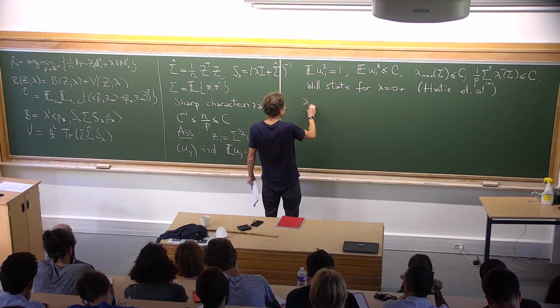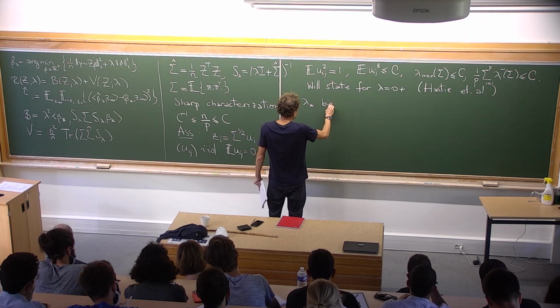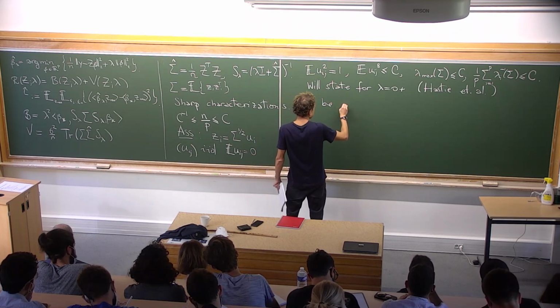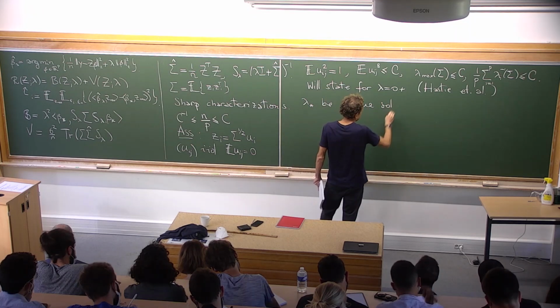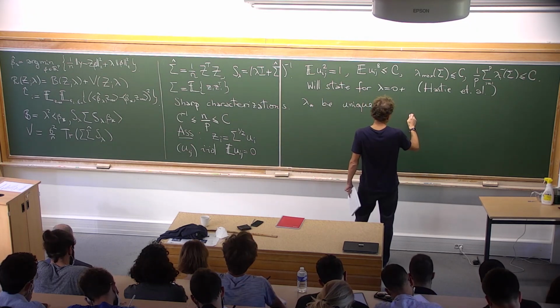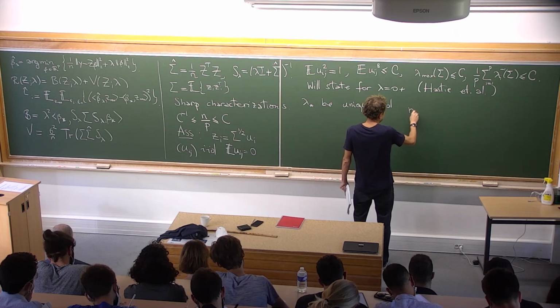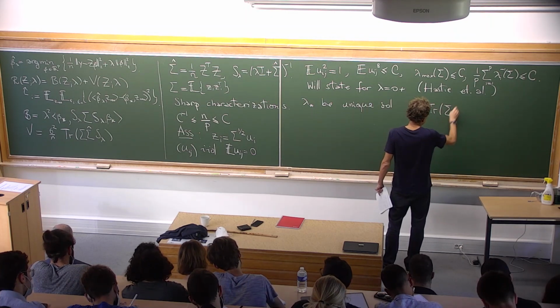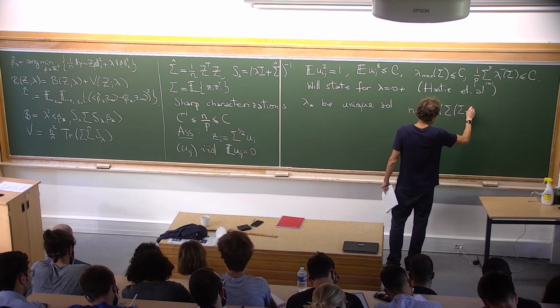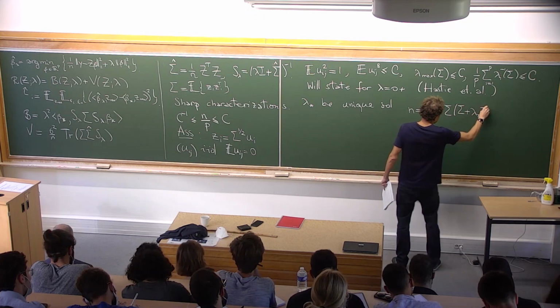Let lambda star be the unique solution of the following equation: n equals the trace of Sigma (Sigma plus lambda star identity) inverse.